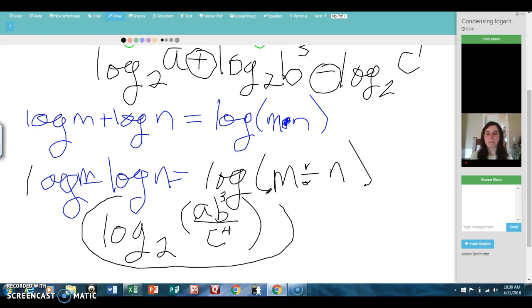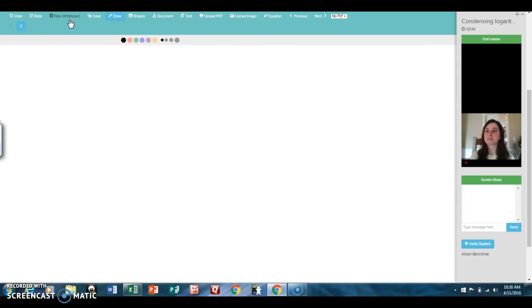So we started with many logs and we're able to condense it down so the word log was just written one time. Now, a word of caution, this is only going to work for you if you have the same base on all of the terms. Let's do one more example.